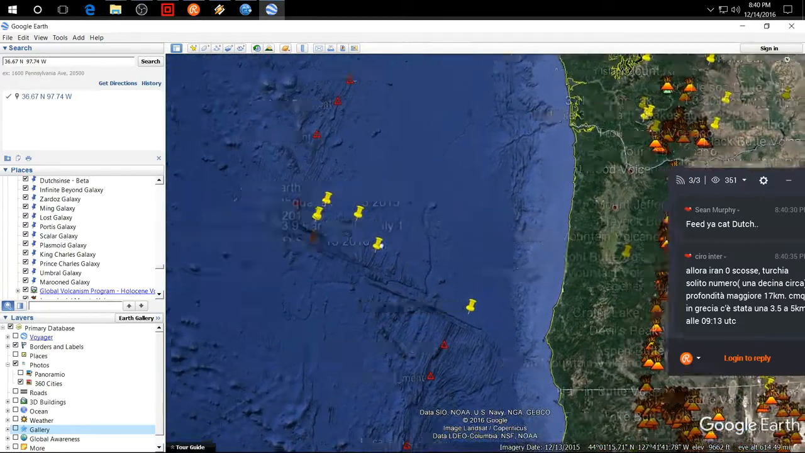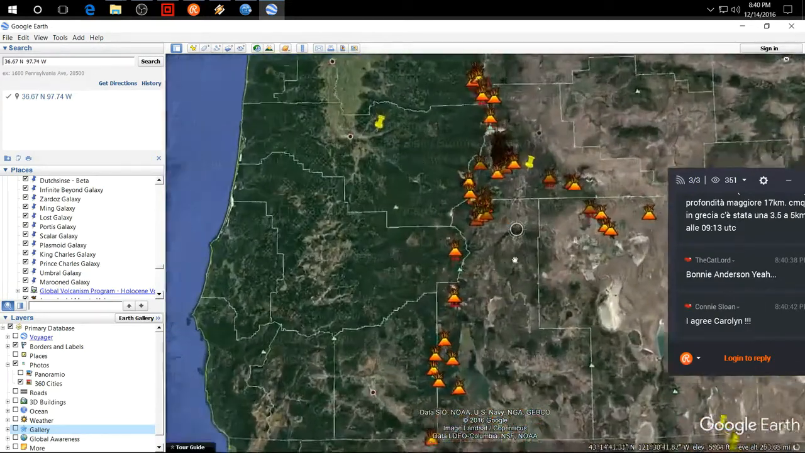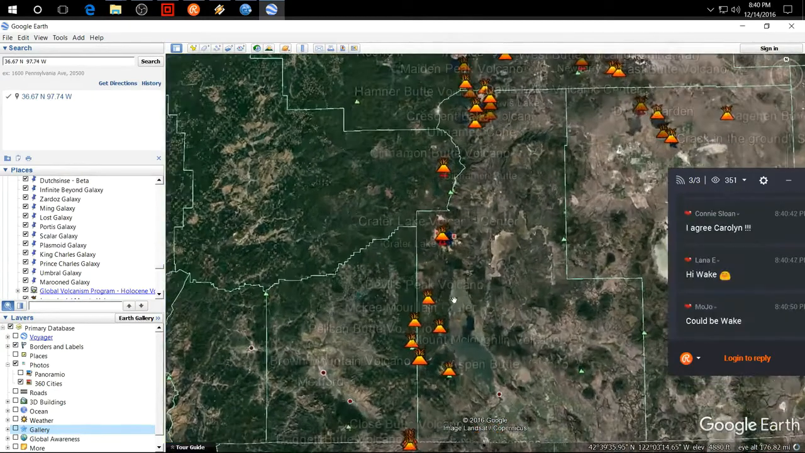Smithsonian marked volcano. And then we have our USGS place marks from the other volcanoes marking all the way up and down the interior of the mountain range on the coast.